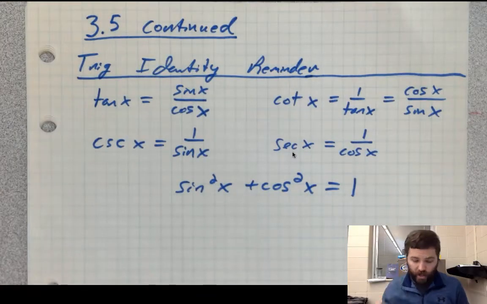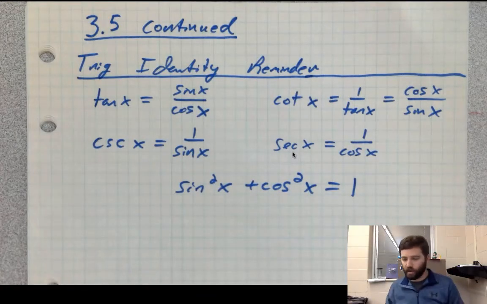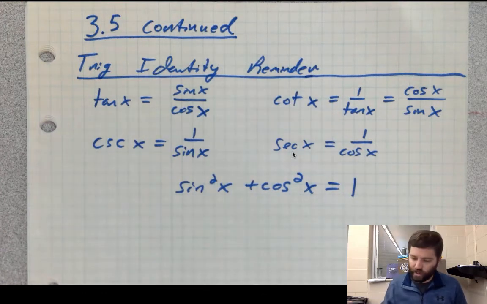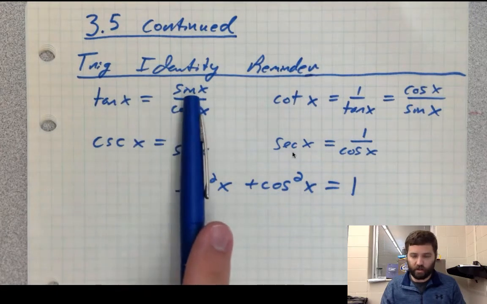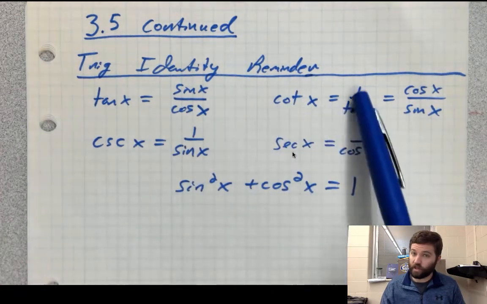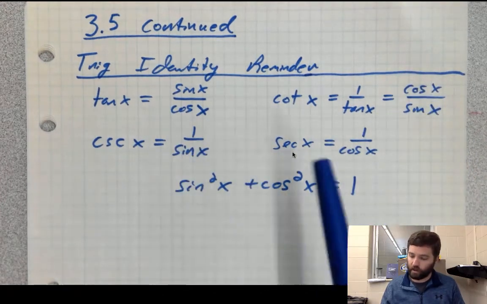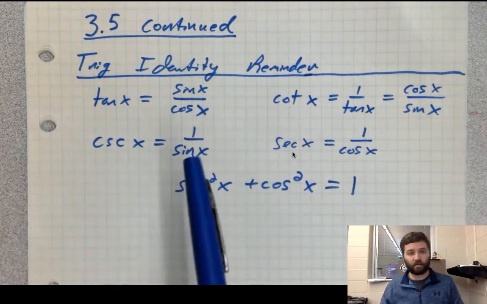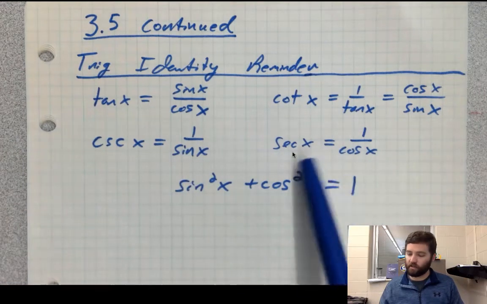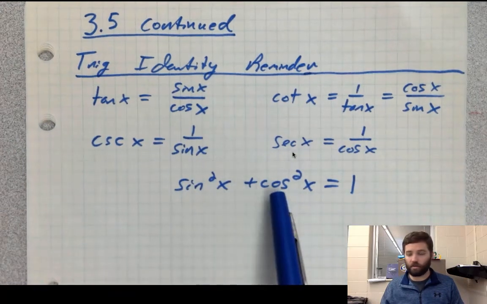All right, 3.5 continued. First of all, I thought that it might be a good idea to remind you of a few trig identities. Tangent of x is sine over cosine. Cotangent is the same as 1 over tan, which is also cosine over sine. It's very equivalent. Cosecant of x is equal to 1 over sine of x. Secant is 1 over cosine, and sine squared plus cosine squared is equal to 1.